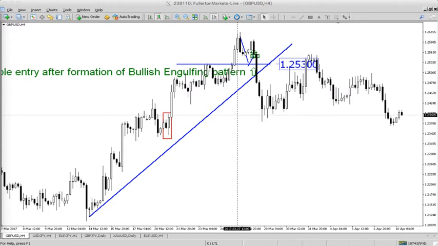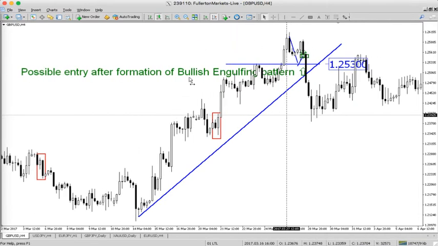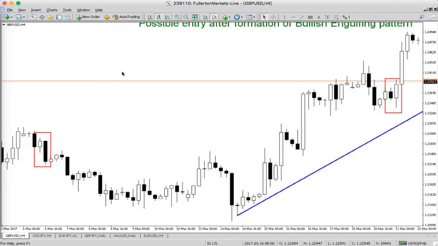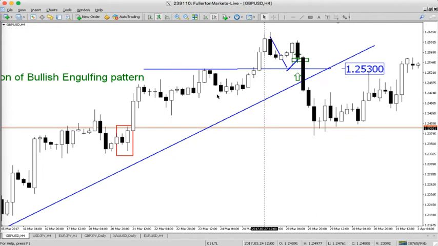So while we are typing in the currency pair and time frame, I'll just quickly review the charts that we have looked at 2 weeks ago. The first one is basically the pound dollar chart. The vertical line is the time of the webinar 2 weeks ago. So my comment is possible entry after formation of bullish engulfing pattern. I'm going to zoom in so it is easier for you to see on your screen.